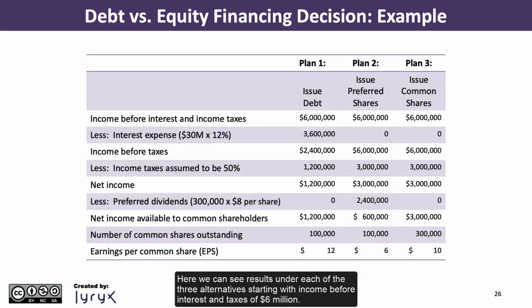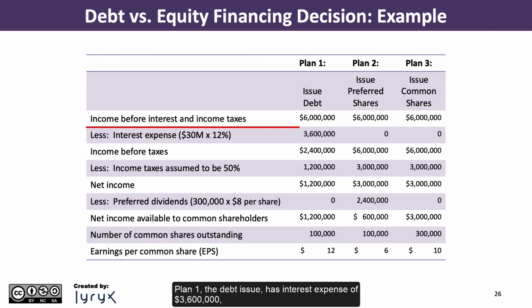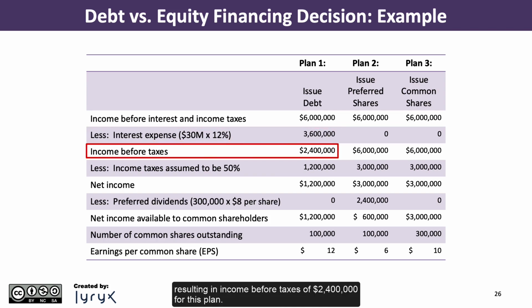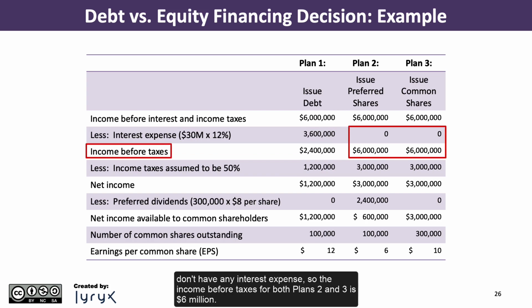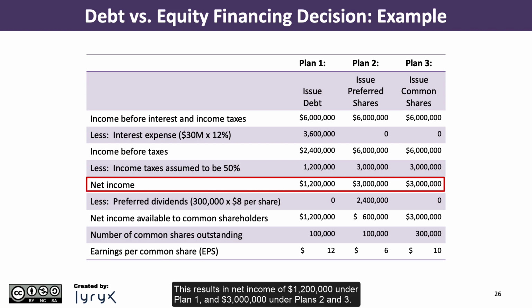Here we can see results under each of the three alternatives, starting with income before interest and taxes of $6 million. Plan 1, the debt issue, has interest expense of $3,600,000, calculated as $30 million times 12%, resulting in income before taxes of $2,400,000 for this plan. The other two plans, which are equity options, don't have any interest expense, so the income before taxes for both plans 2 and 3 is $6 million. Assuming a 50% income tax rate, we have income taxes of $1,200,000 for Plan 1 and $3 million for Plans 2 and 3. This results in net income of $1,200,000 under Plan 1 and $3 million under Plans 2 and 3.